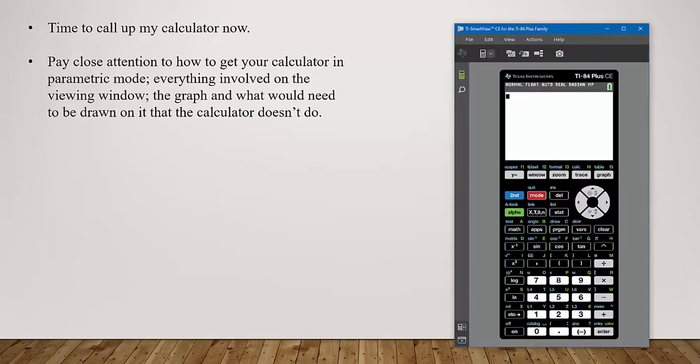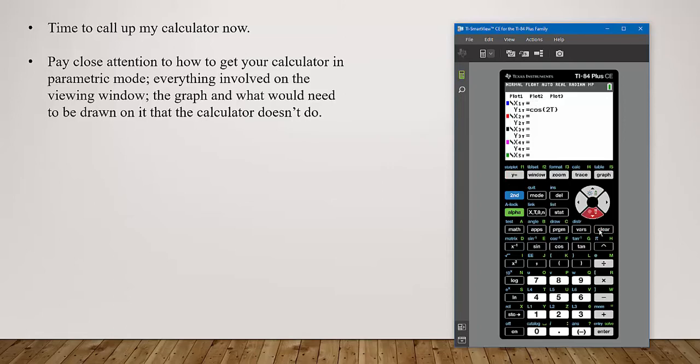Let's see. All right, here it is. So first, let's put the calculator in parametric mode. So I hit mode, and I come down. There's parametric. So I go over and I hit enter. So now my calculator's in parametric mode, and I want to graph the parametric equations that model this rocket. So I hit y equals.